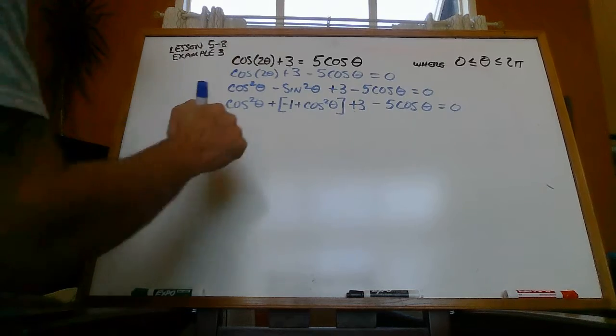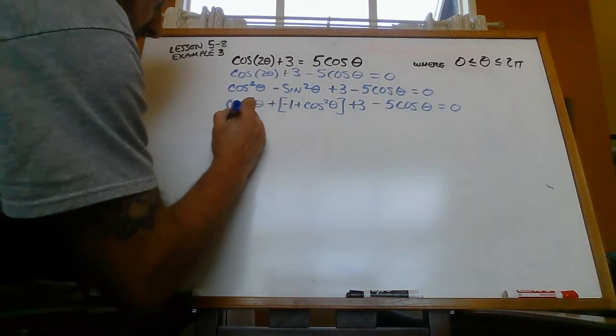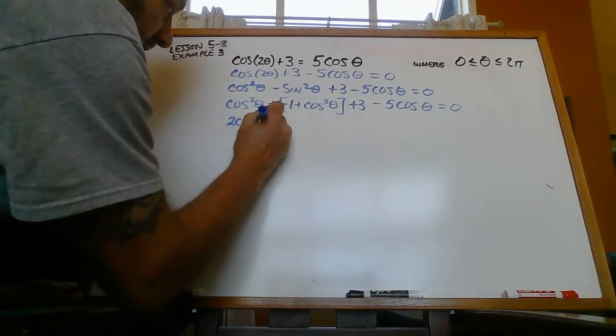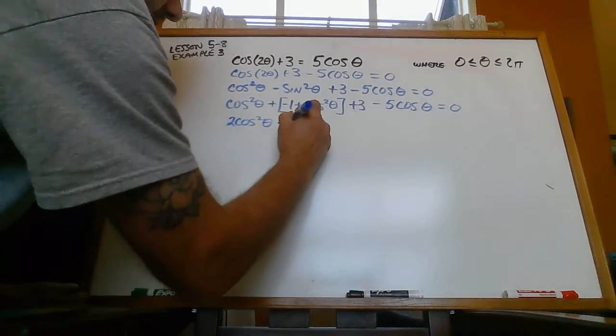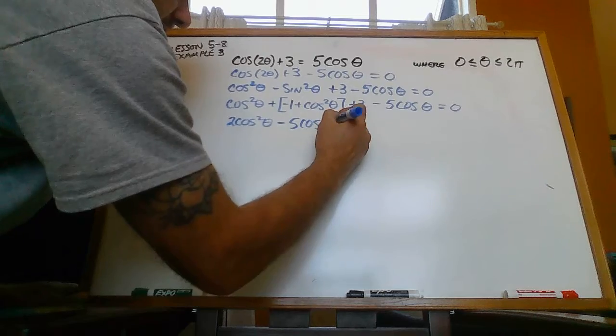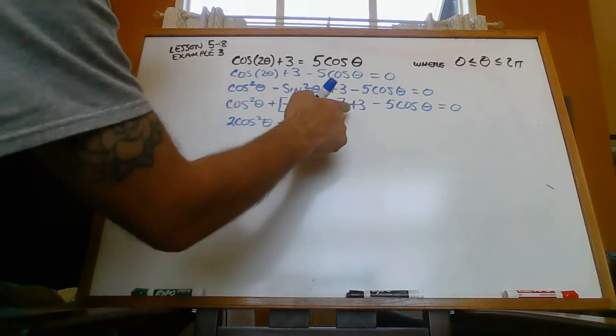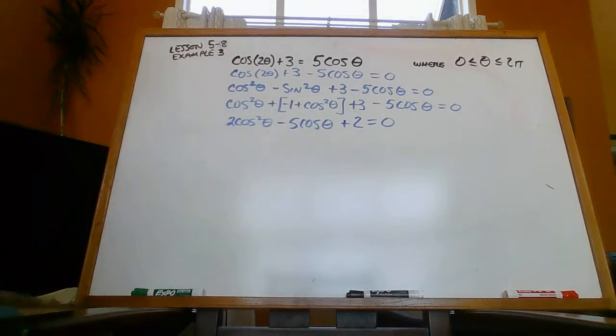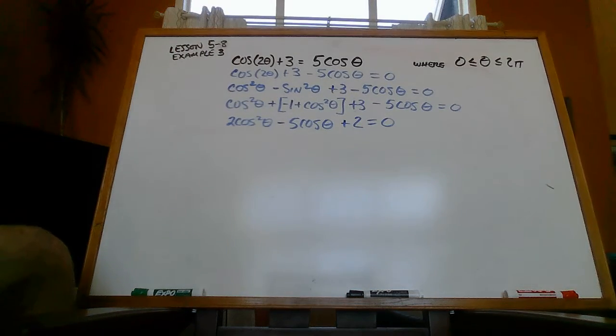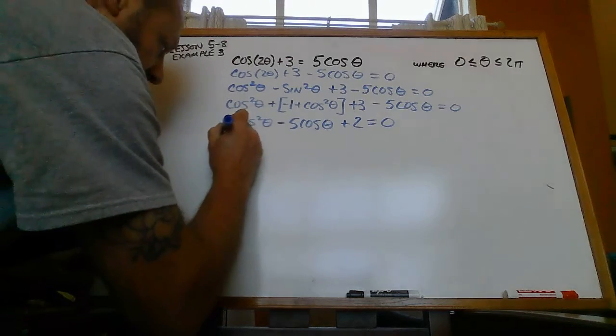And now we can simplify this. So I got a cosine squared and a cosine squared. That's 2 cosine squareds. Let's put the minus 5 cosine next. And then I've got a negative 1 plus 3. That's going to be plus 2 equals 0. Okay, this is much, much simpler now. Now we can go ahead and factor this.